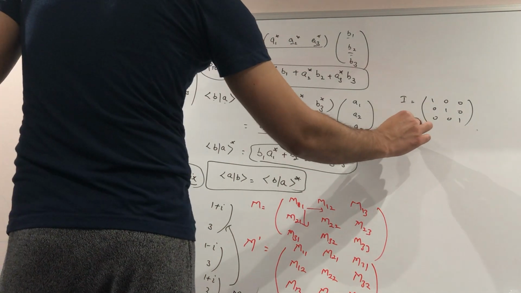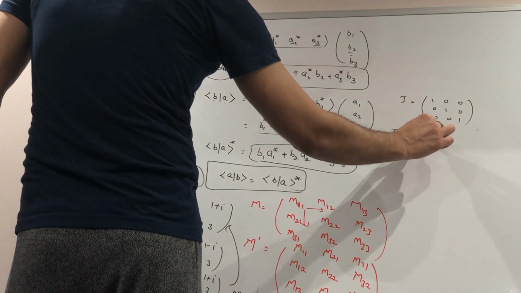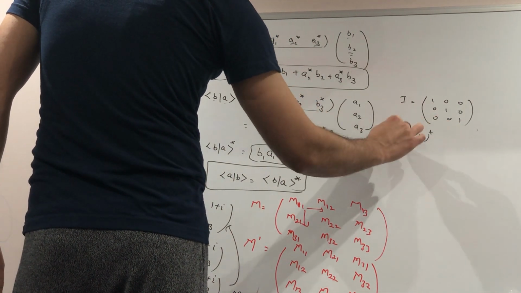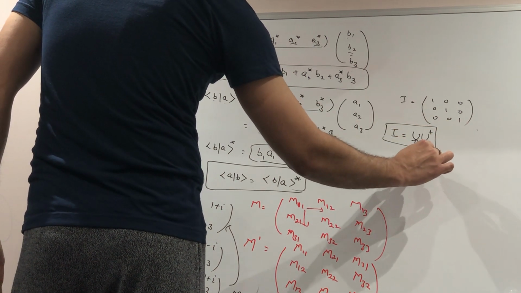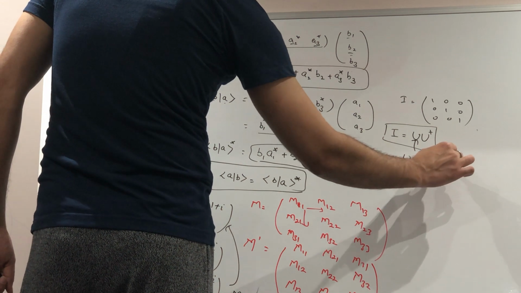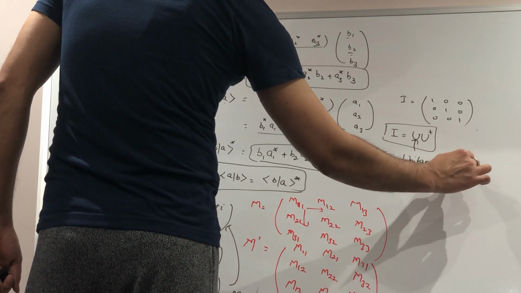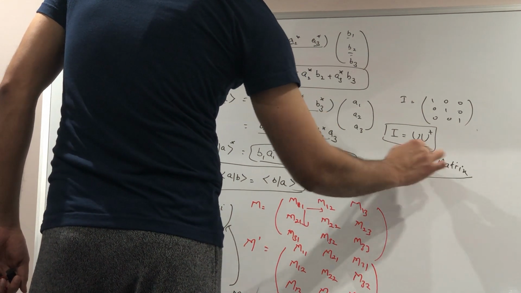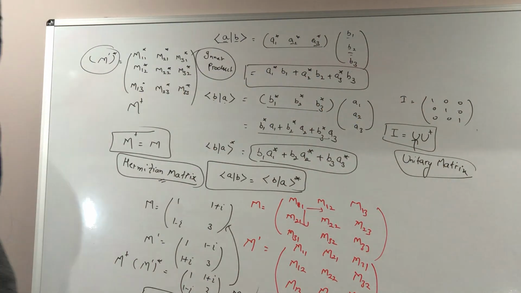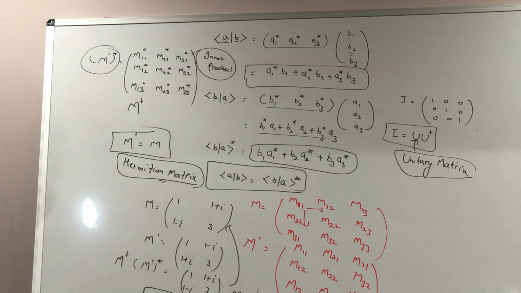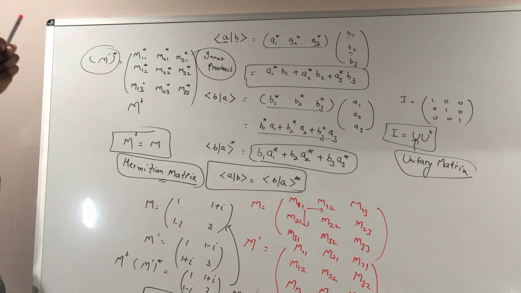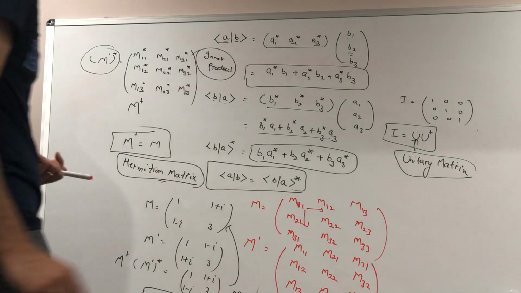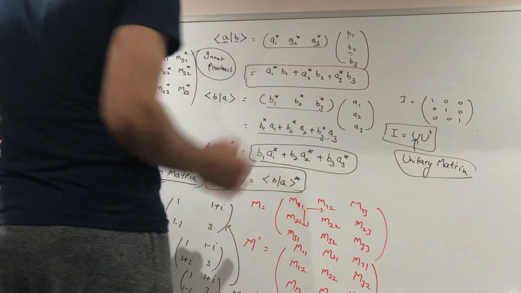Another matrix is known as the unitary matrix, U. If U multiplied by U dagger is equal to the identity matrix, then U is known as a unitary matrix. So when a matrix multiplied with its transpose conjugate, or dagger, gives the identity matrix, we call that matrix a unitary matrix.